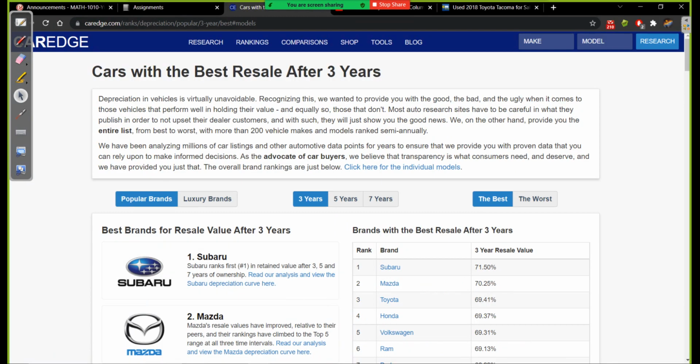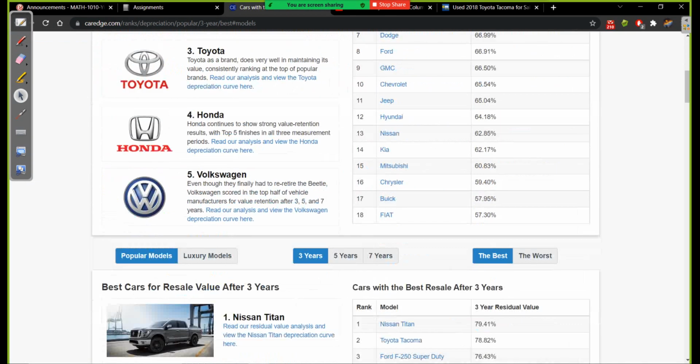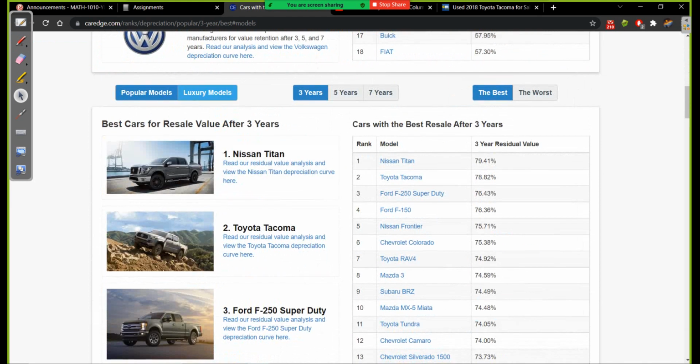So anyways, I went through here looking at the best 3-5 year depreciation of vehicles. The best depreciating vehicle over the course of 3 years is a Nissan Titan. You look over here to the right. Let's put our laser pointer here. In 3 years, your vehicle is only going to depreciate about 20.5%. A Toyota Tacoma, the one I decided to get, depreciates about 21.2% over the course of 3 years.